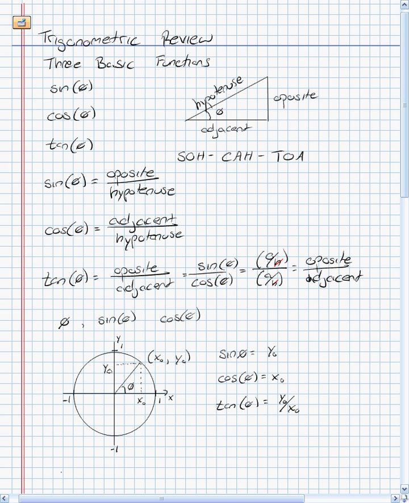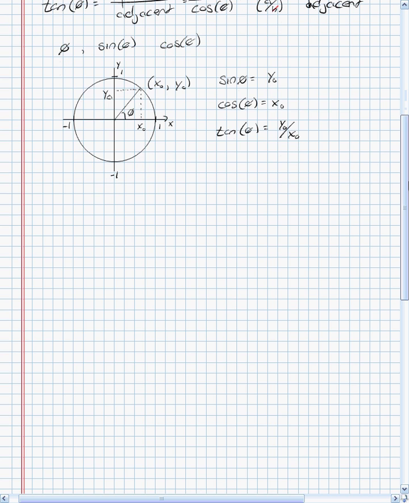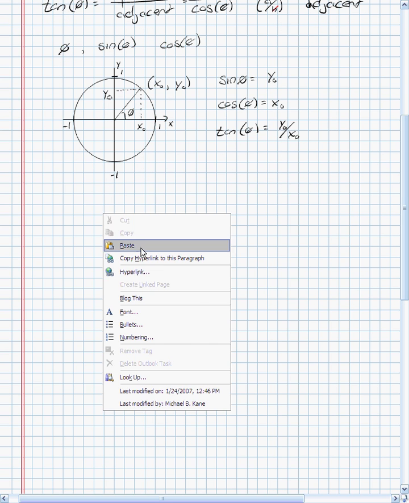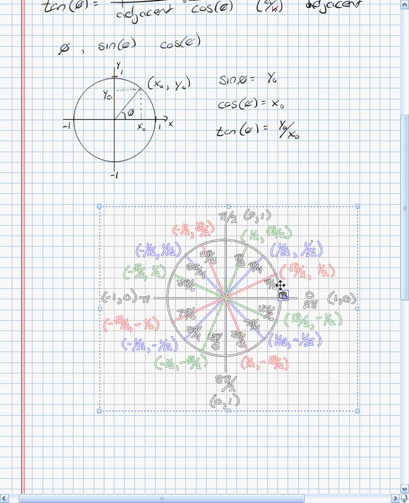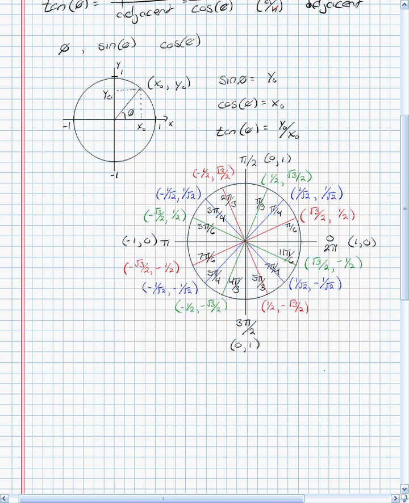The next thing we're going to do is construct a unit circle for the most common angles that are used in trigonometry. I've already pre-constructed it, and I'm going to paste it into our document right here. In this unit circle, I'll review the most common angles.